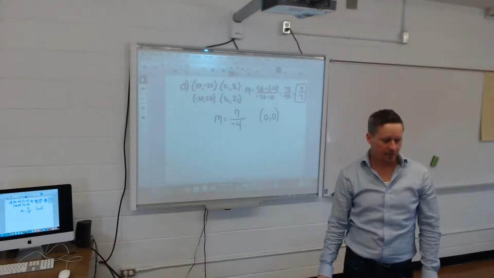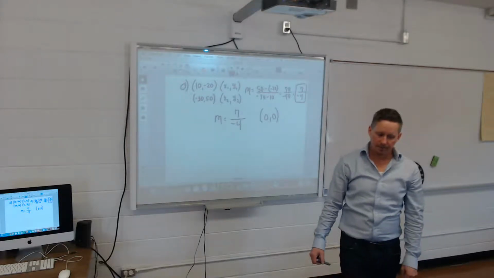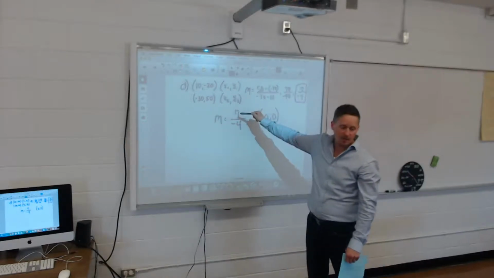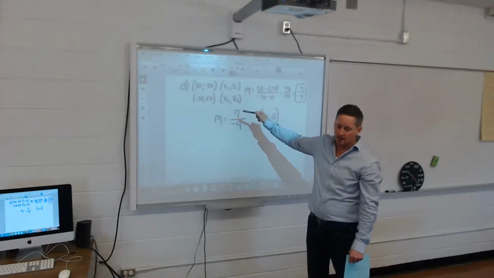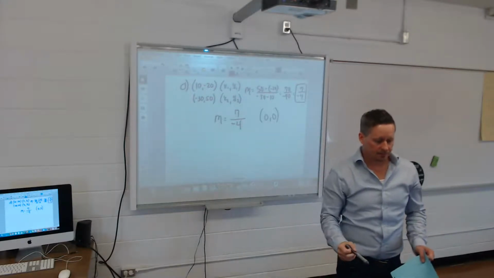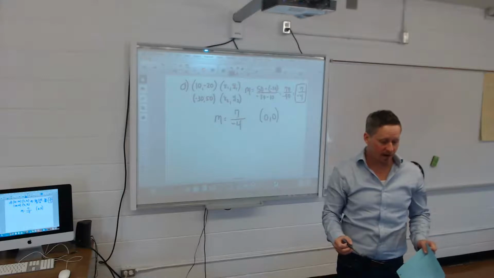And the -4 on the bottom is my run, which means I go -4. Which direction do I go? A downward slope, like a negative slope. Okay, but we've already said we're going 7 up. What does the -4 mean? Which direction do I go on the bottom? Run. So that's left or right. So which way am I going to go?